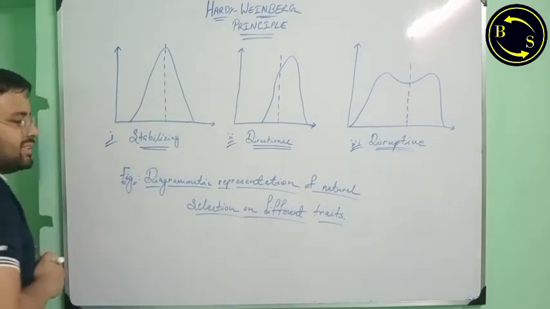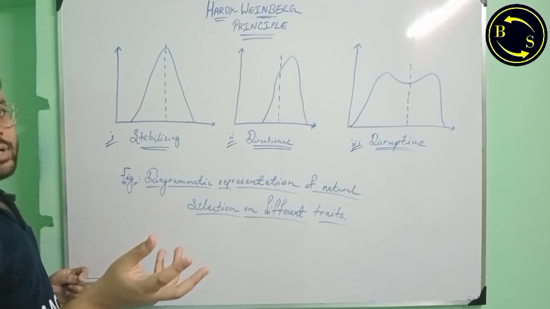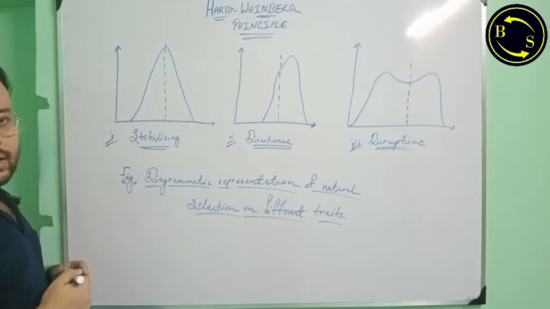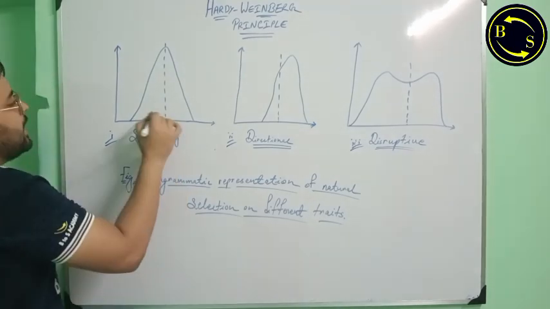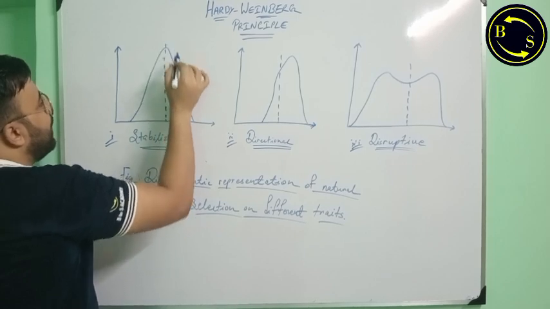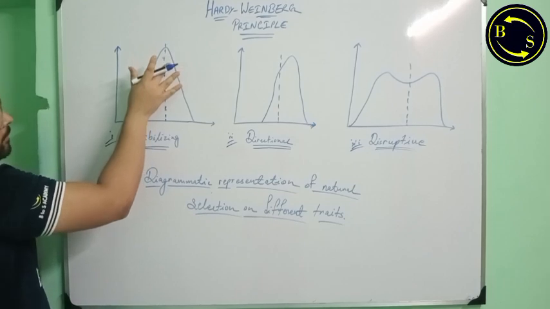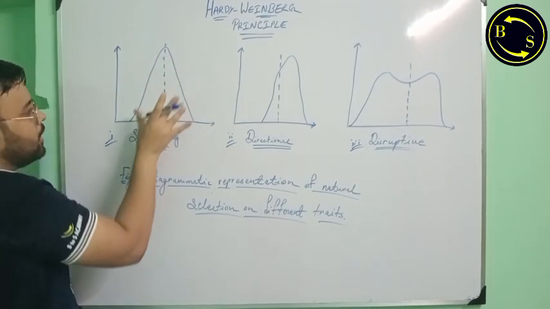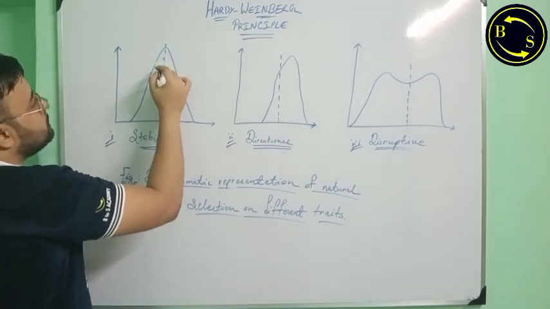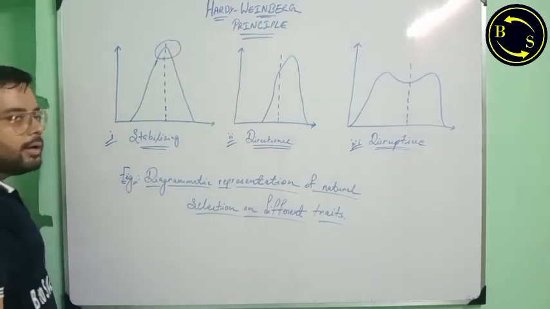What is stabilizing? Stabilizing is that selection of a particular trait or a very select few traits over all other traits, and only individuals having only those traits will survive, making the population curve narrower and narrower as we progress through time. Okay, as we progress through time, it will get narrower and narrower, and a new species will be created.